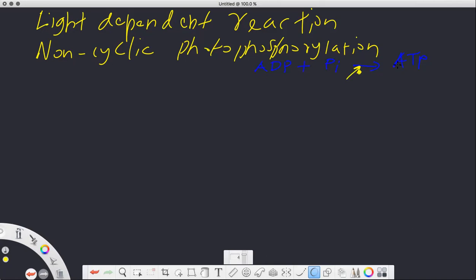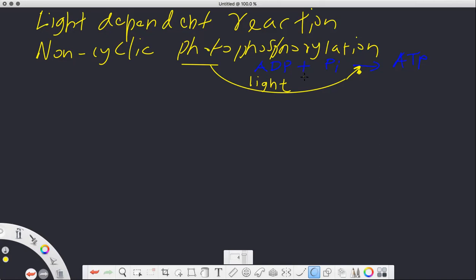What is the meaning of photophosphorylation? Phosphorylation is adding a phosphate group to ADP molecule to make ATP molecule. Then the difference is actually this word photo. So we can understand now the energy is provided by the light. So light energy is provided to combine ADP molecule with phosphate group to make ATP molecule.